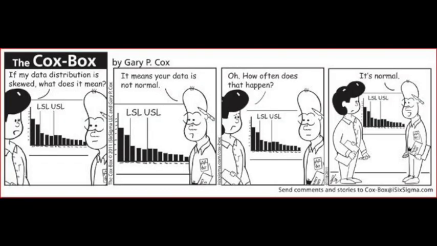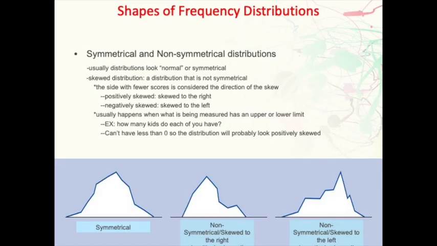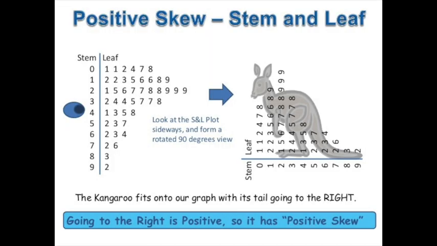Okay, so like we talked about, usually distributions look normal or symmetrical, or mostly symmetrical, we might say. In a skewed distribution, the distribution is not symmetrical, and the side with fewer scores is considered the direction of the skew. At the bottom of your screen you can see a symmetrical curve on the left, and in the middle a non-symmetrical curve. There is a number pulling the tail of the right side of the curve toward it. So in the middle, that distribution is non-symmetrical and skewed to the right. If a distribution is skewed to the right, we say that it is positively skewed.